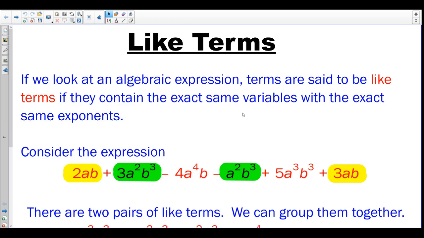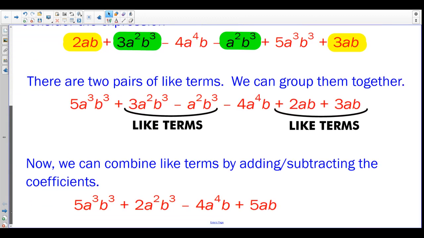If we look at an algebraic expression, the terms are said to be like terms if they contain the exact same variables with the exact same exponents. Consider the expression 2ab plus 3a squared b cubed minus 4a to the exponent 4 b minus a squared b cubed plus 5a cubed b cubed plus 3ab. In that expression, there's two pairs of like terms. And, as you've probably already noticed, they're highlighted for your convenience.